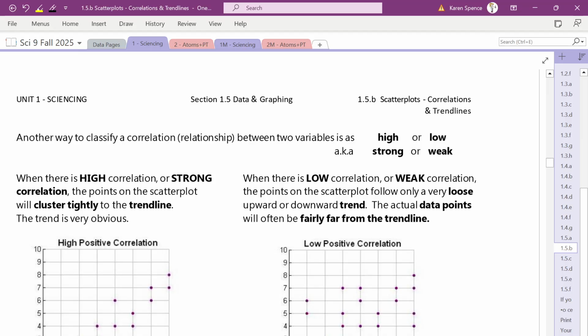2 new words. Actually, 4 new words, but they're not new words because you know the word high. And you know the word low. You know the word strong, and you know the word weak. Okay.